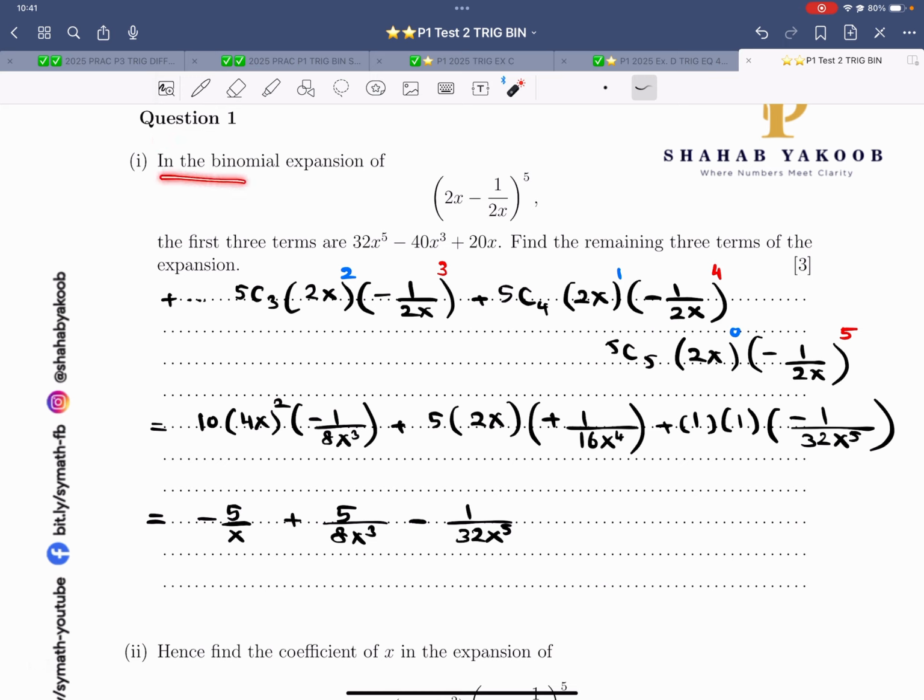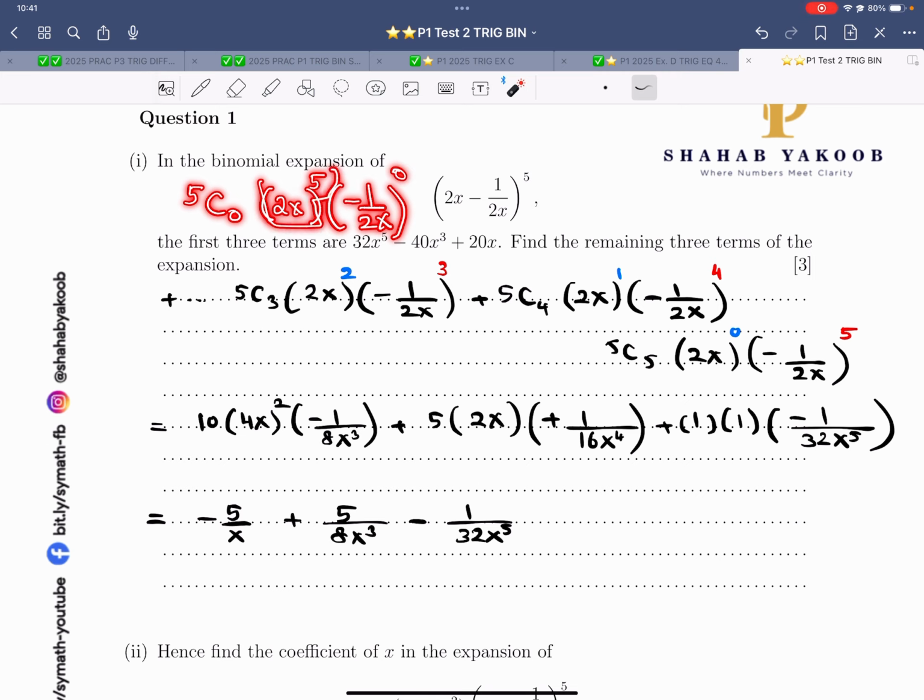It says in the binomial expansion of this bracket raised to power of 5, the first three terms are such and such. Find the remaining three terms of the expansion. Now you can write out the first term, that is 5c0, 2x raised to power of 5 and negative 1 over 2x raised to power of 0.